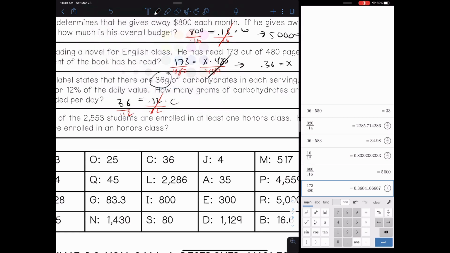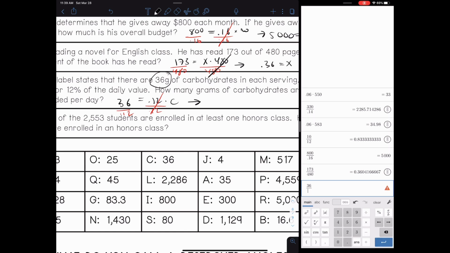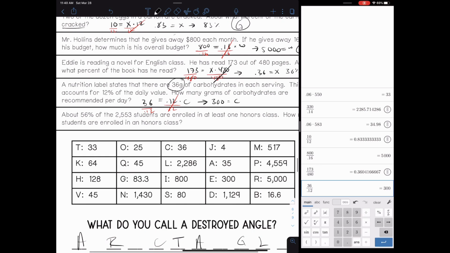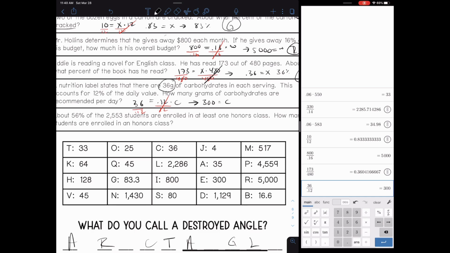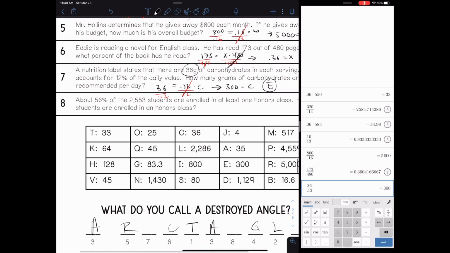On the left side, we got 36 divided by 0.12, which is 300. On the right side, you got a 1 times C, which is just C. So it looks like 300 grams of carbohydrates was the recommended amount for the day. So what letter is that? E. Gosh, I need glasses sometimes. So wherever I see a number 7, it's going to mean E.